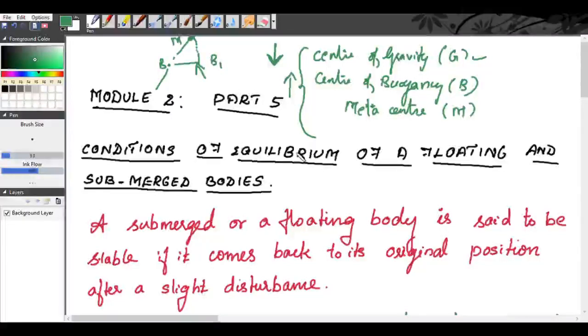Equilibrium conditions are three: stable equilibrium, unstable equilibrium, and neutral equilibrium. For these cases, we are going to see the equilibrium conditions for a fully submerged body and for a partially submerged body. A partially submerged body will be a floating body.